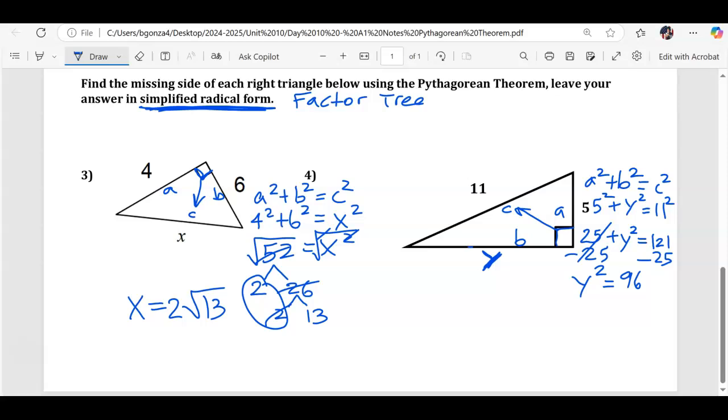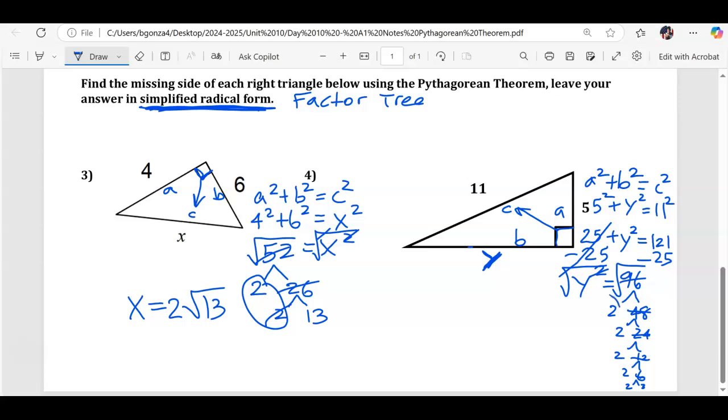And then, how do I get rid of a square? Once again, square root. Do I type it in and get a decimal, or do I do a factor tree? Again, simple radical form is factor tree. Let's do it. I'm going to do this a little faster. 96 is even, so 2 times what? 48? 48 is even. 2 times 24? 24 is even. 2 times 12? 12 is even. 2 times 6? 6 is even. 2 times 3. Sheesh, that's a lot of 2's, right?